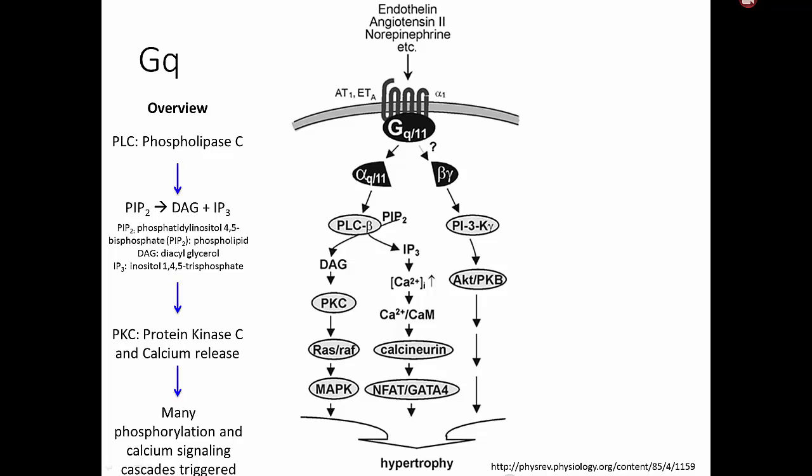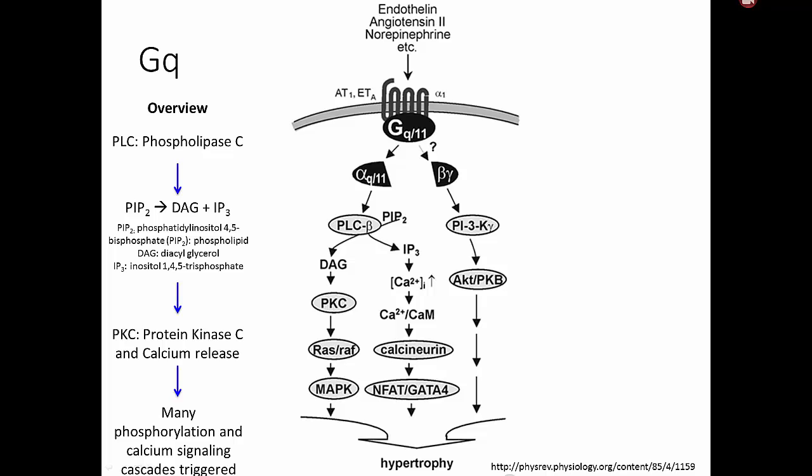For the G-alpha-Q signaling pathway, phospholipase C is activated by G-alpha-Q. PLC converts the phospholipid PIP2 into DAG and IP3. Though the simplified diagram does not show it, DAG stays membrane bound. DAG activates PKC, a kinase that phosphorylates many proteins. IP3 is freely soluble in the cell.